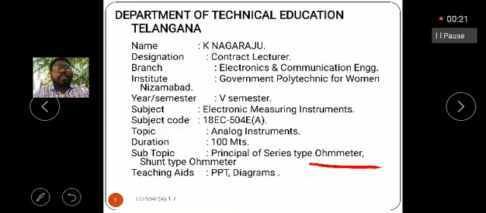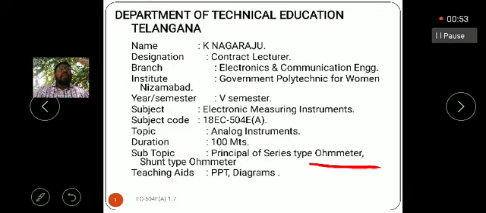Today I am going to explain the topic: the ohmmeter, the principle of series type ohmmeter and shunt type ohmmeter. With the help of an ohmmeter we are measuring the unknown resistance. The unknown resistance can be measured with the help of an ohmmeter.